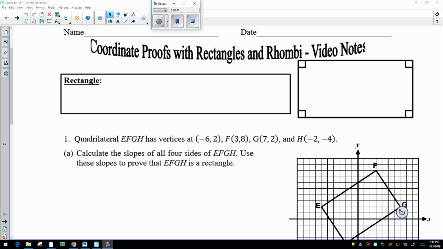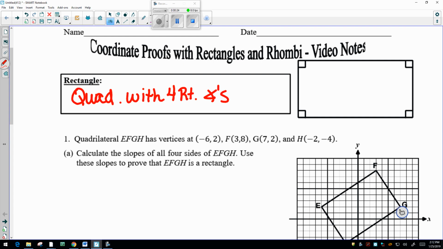So our next topic in coordinate proofs is going to be looking at coordinate proofs but with rectangles and rhombi, rhombi just being the plural of rhombus. So a basic definition that we will stick with for a rectangle is a quadrilateral with 4 right angles.